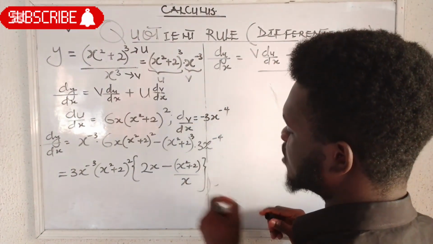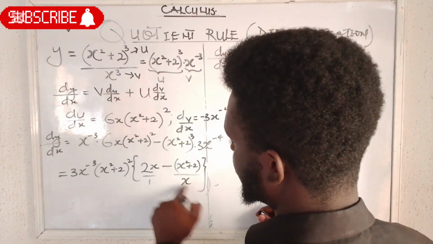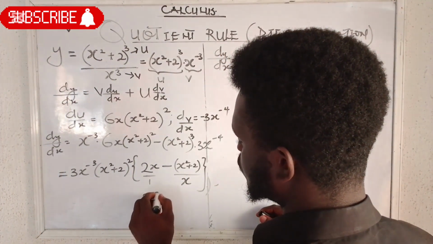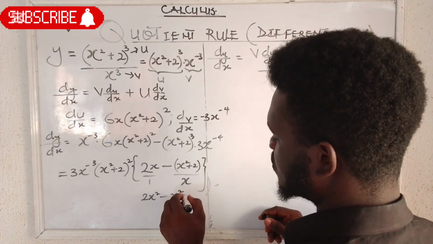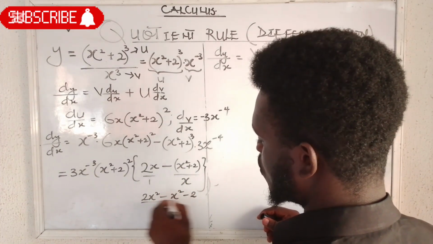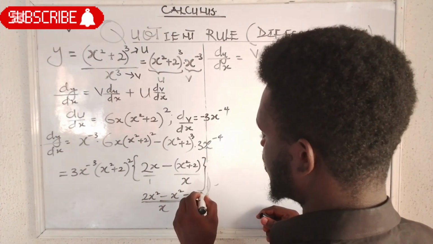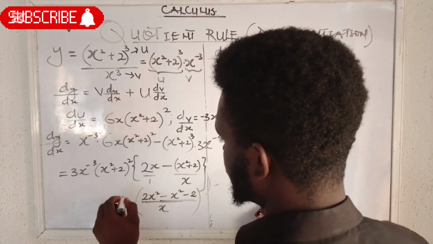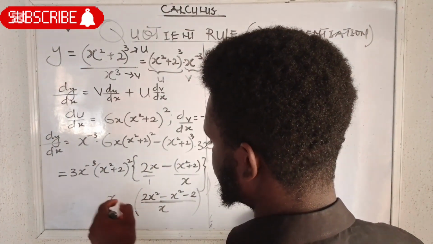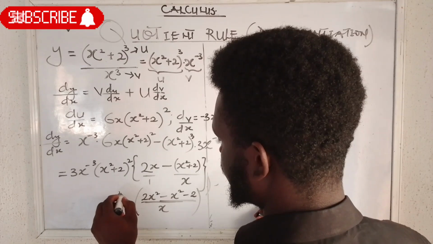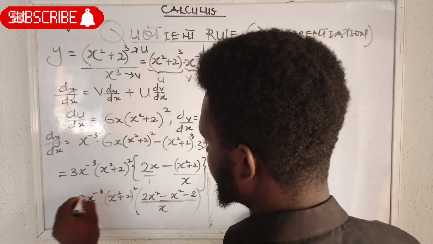So understanding your algebra. When you simplify this function, you are going to get something like this multiplies this. You have 2x squared minus x squared. The minus affects this. You have minus 2 all divided by x. Then you have x squared plus 2 all squared. Then you have 3x to the power of negative 3.